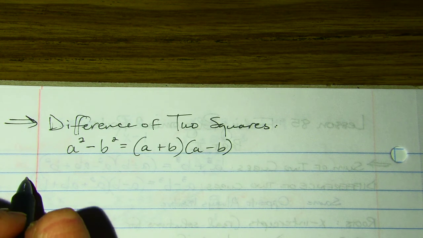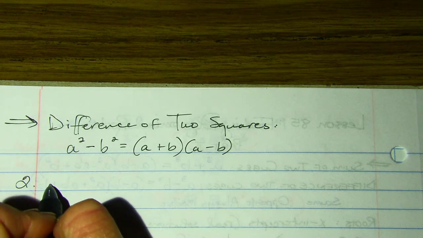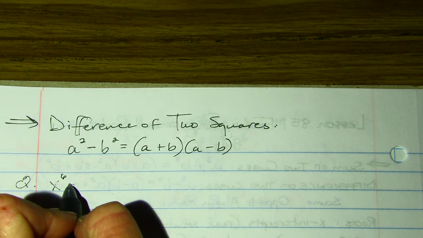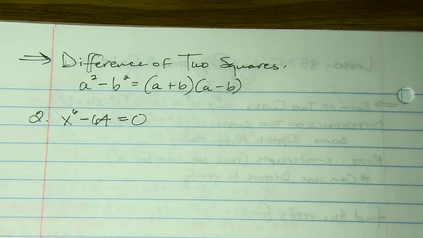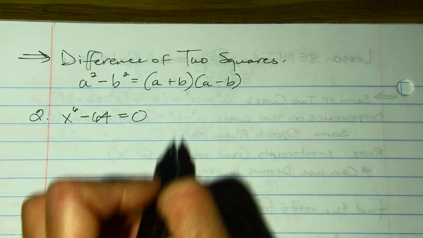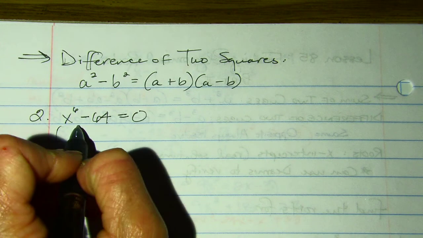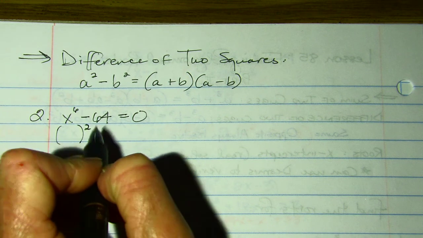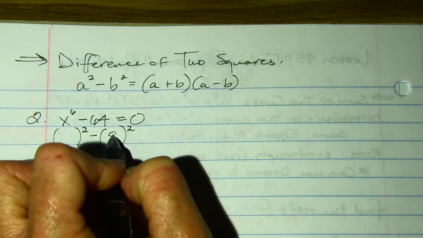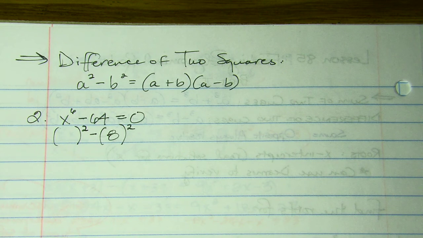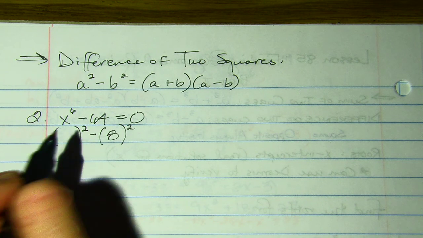So let's try an example. We're going to find the roots to x to the 6th minus 64 equals 0. All right, so I know my pattern is right here, but I have to identify what this first term squared minus the next term squared is. Now the 64 is easy, that's 8 squared. X to the 6th though, what is that squared?